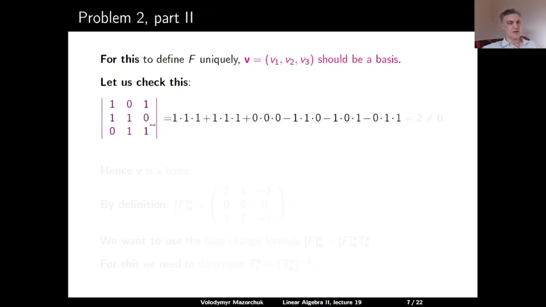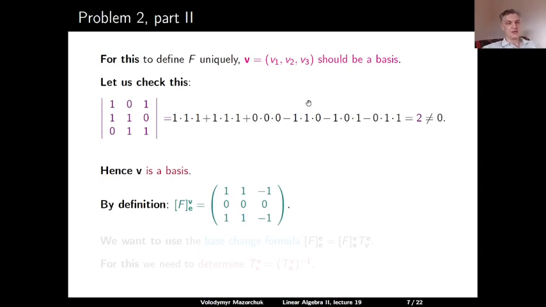We use the definition, so this is equal to 1 times 1 times 1, plus 1 times 1 times 1, plus 0 times 0 times 0, minus 1 times 1 times 0, minus 1 times 1 times 0, minus 1 times 0 times 1. And when we compute, we get 2. 2 is different from 0, which means that V is indeed a basis in R3.